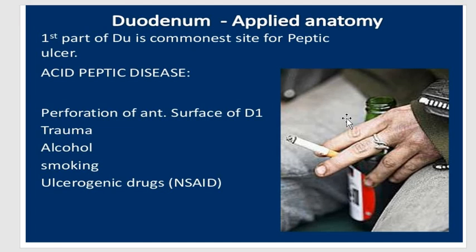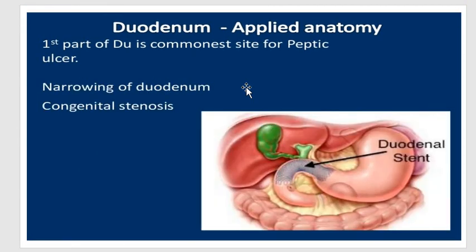So what is the characteristic feature of duodenal ulcers? They are relieved by meals. When you eat food, the pain goes away, and it reappears on an empty stomach. Another important thing about the first part of the duodenum is the duodenal cap, which you will see in radiographs. That triangular shadow appears after a barium meal and is called the duodenal cap. This is the applied aspect of the duodenum.